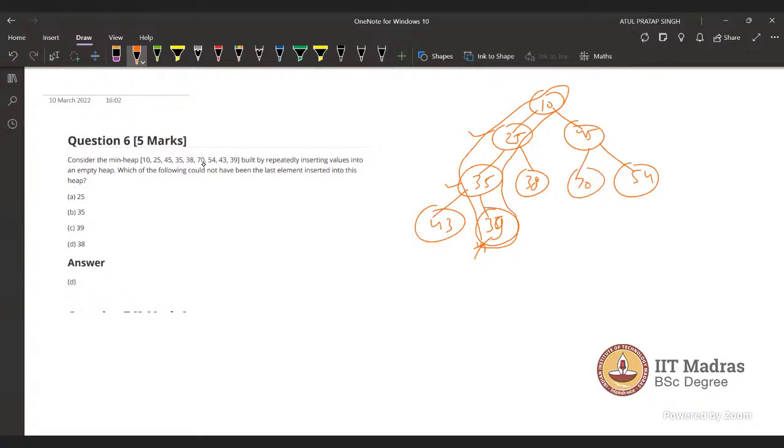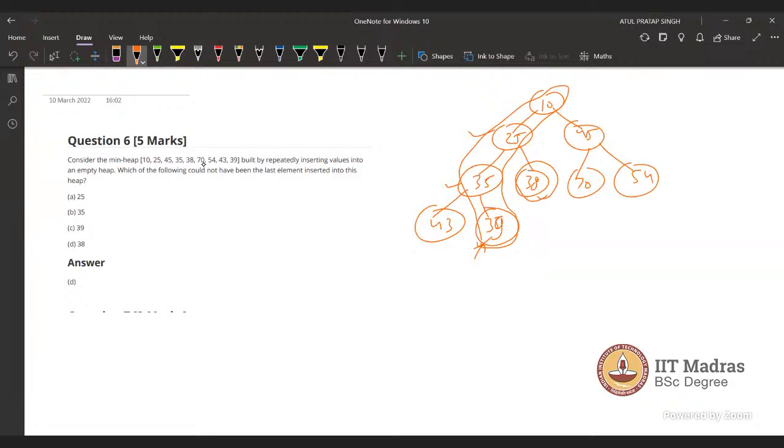So 38 is not coming in that path. Okay, 30 is not in that path. So after adding an element, it can move up only by swapping with the parent nodes, not the sibling nodes. Okay, so if we are adding this at the last position, 39, we can swap the value with its parent nodes only.